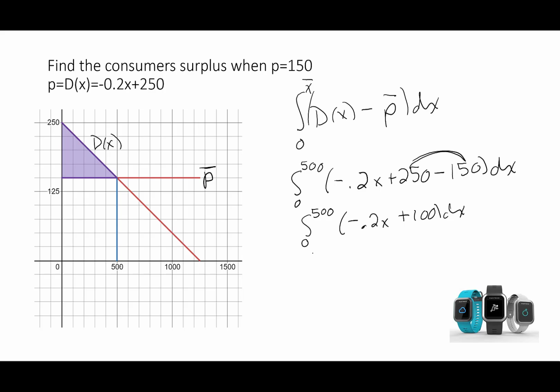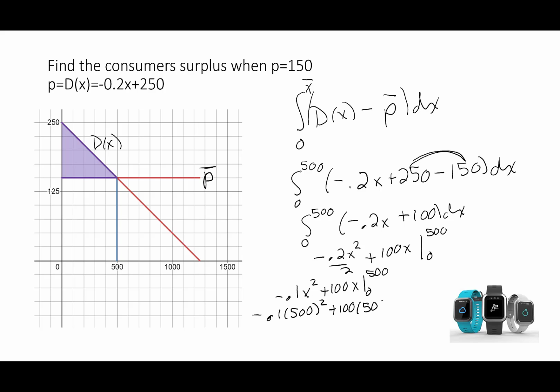When I integrate, I'm just using the power rule. This is negative 0.2x squared over 2 plus 100x. I need to put in 0 and 500. If you want to, you could simplify first. So negative 0.2 over 2 would be negative 0.1x squared plus 100x from 0 to 500. So I need to put the 500 in. I have negative 0.1 times 500 squared plus 100 times 500. But then the 0, I'm just going to write minus 0 because that's going to cancel out. So this tells me my consumer surplus is $25,000.